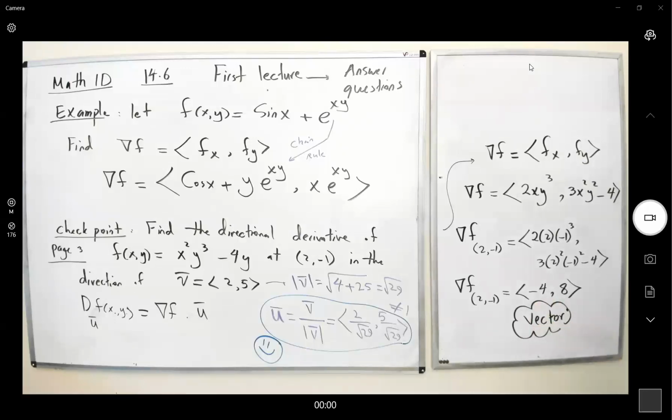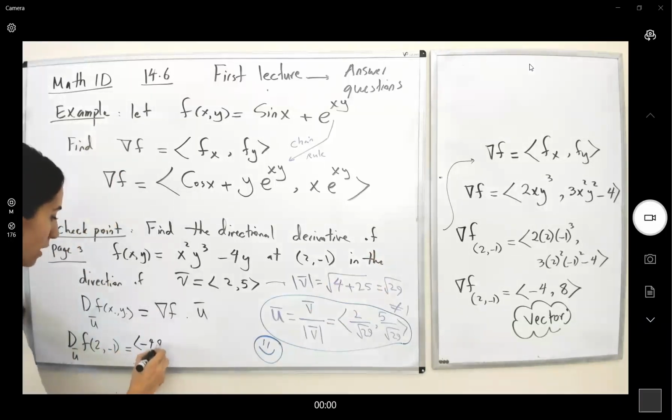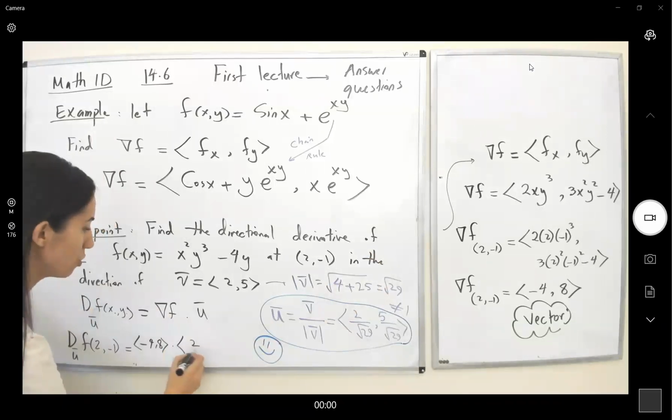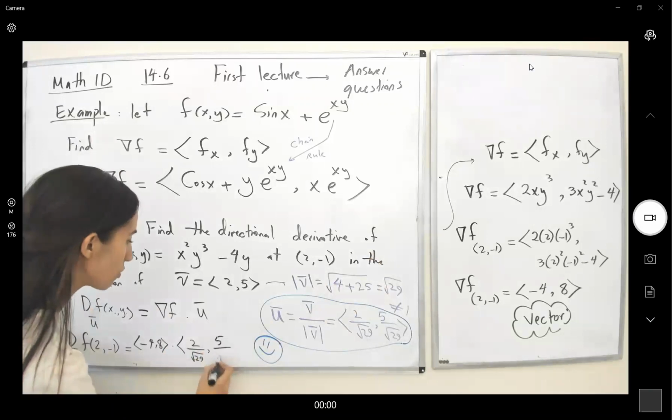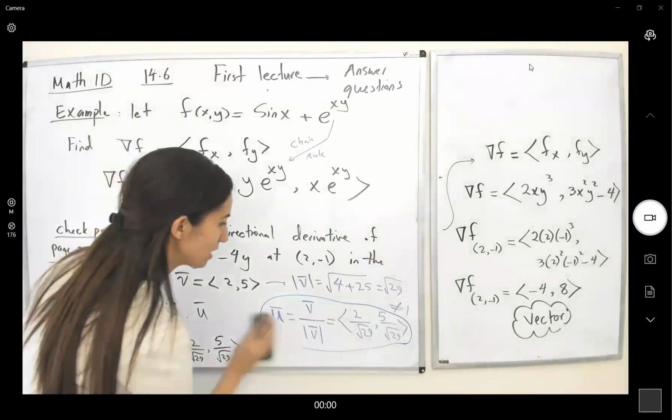This is a vector. So the directional derivative of the function in the direction of vector u at point (2, -1) is equal to the gradient of the function, which is (-4, 8), dot the unit vector that you have, which is 2 over square root of 29, comma, 5 over square root of 29. So let me just erase this happy face. I need a little bit of space.